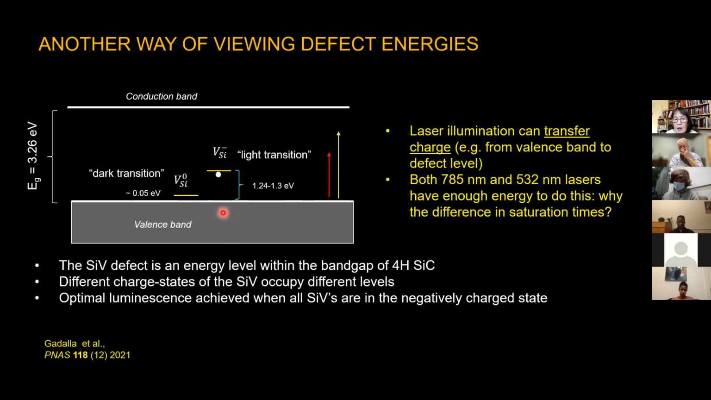Both of them have enough energy to induce an electron from the valence band to populate a silicon vacancy, therefore creating more negative silicon vacancies. Okay, so that's the reason that we get more optical output, because we're making more of these silicon vacancies negative. But if that's the reason, then look at red and green. They both have enough to make this transition. So why is there such a much bigger effect of the green than the red?